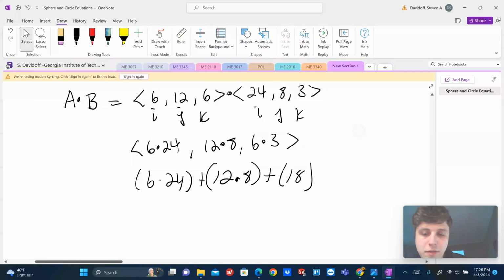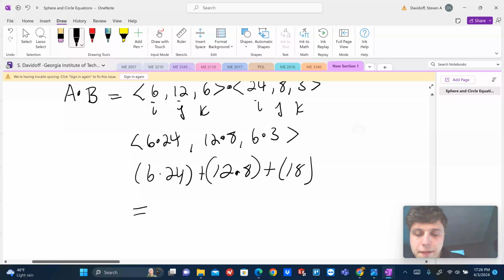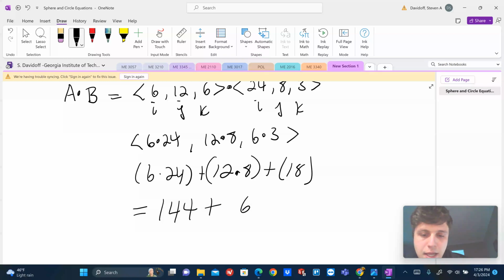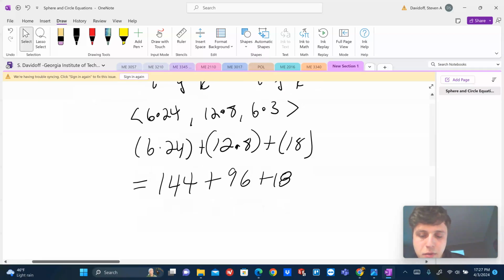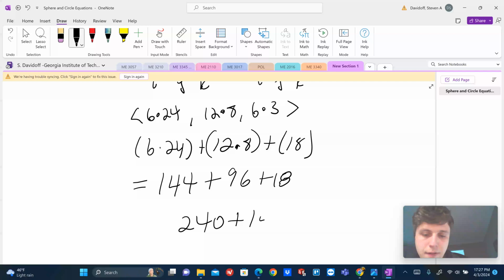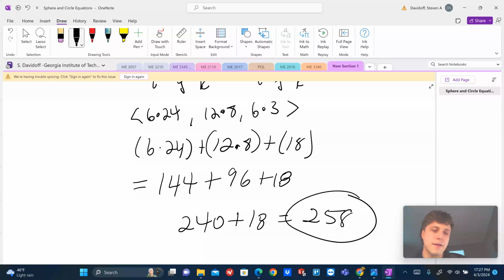6 times 4 is 24. 6 times 2 is 12. So 144 plus 12 times 8, which is 96, plus 18. 6 plus 4 is going to get me to the tens, and 144 plus 96 is 240, plus 18 is 258. That's my dot product.